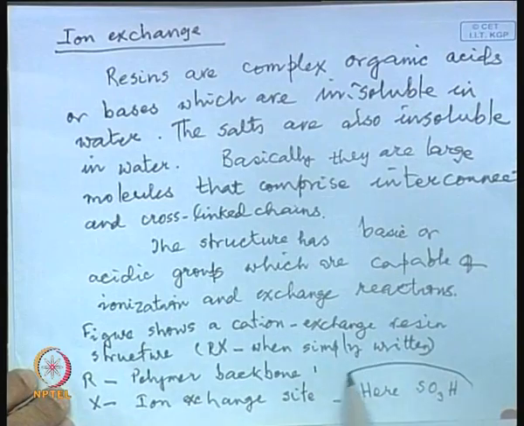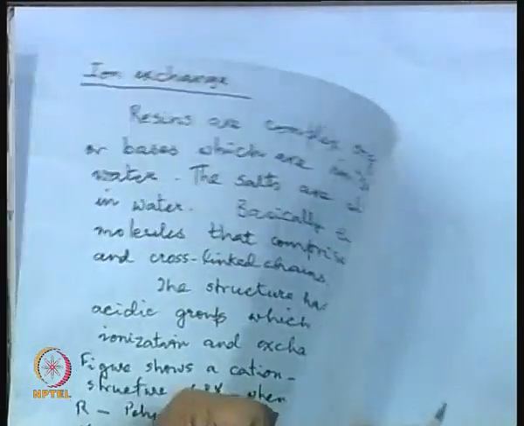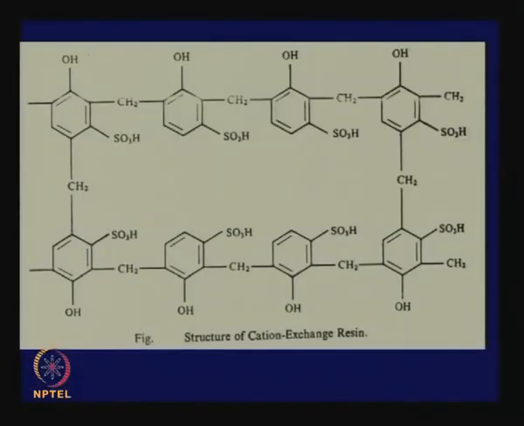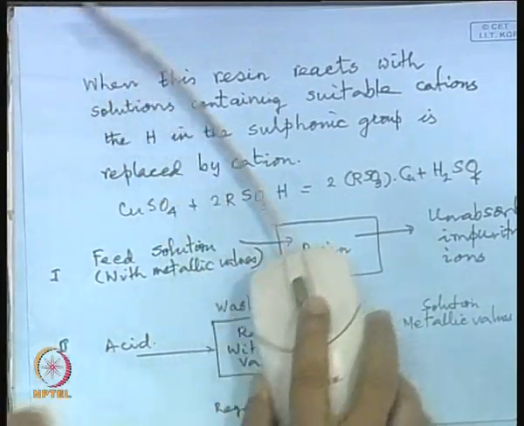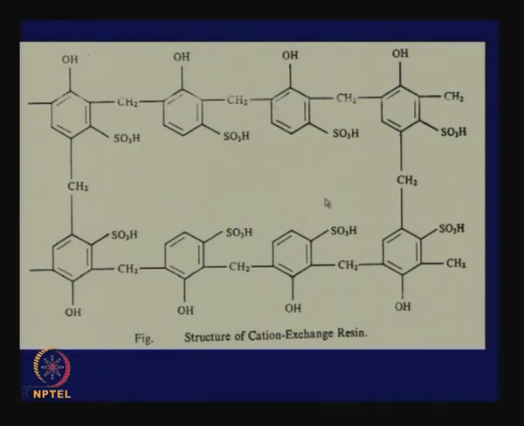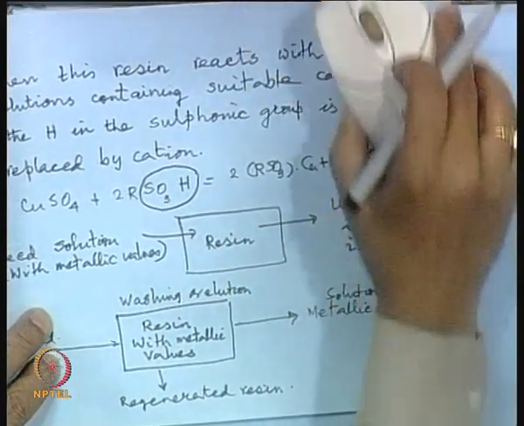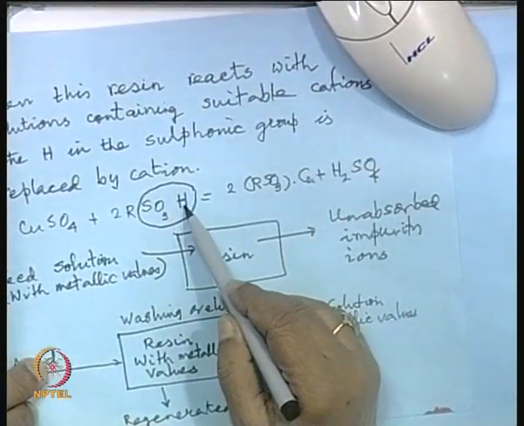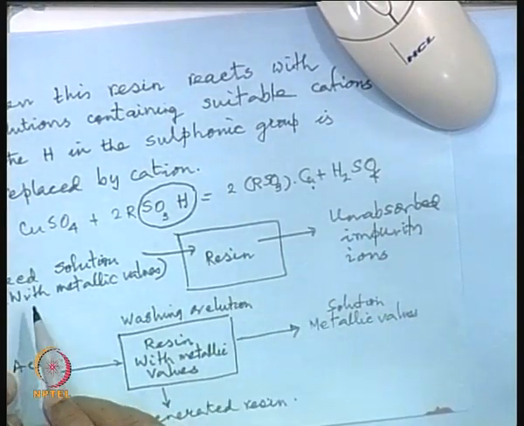Here the ion exchange site is SO3H, where the hydrogen will be replaced by the metal cation by some reaction such as this. Say copper sulphate solution is there, it comes in contact with this resin, we are simply writing it as R SO3H, because SO3 is the part where the exchange reaction will take place. So, in the place of H, copper will go, H2SO4 will be created. So, there is a two step process.